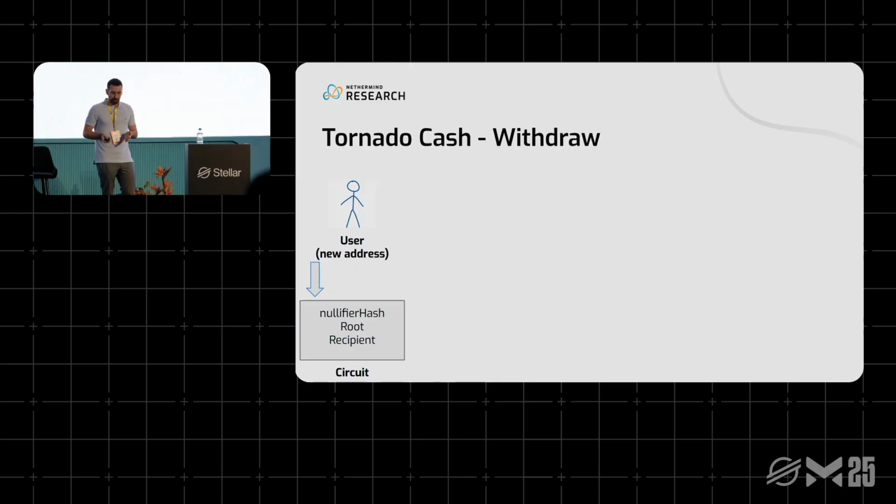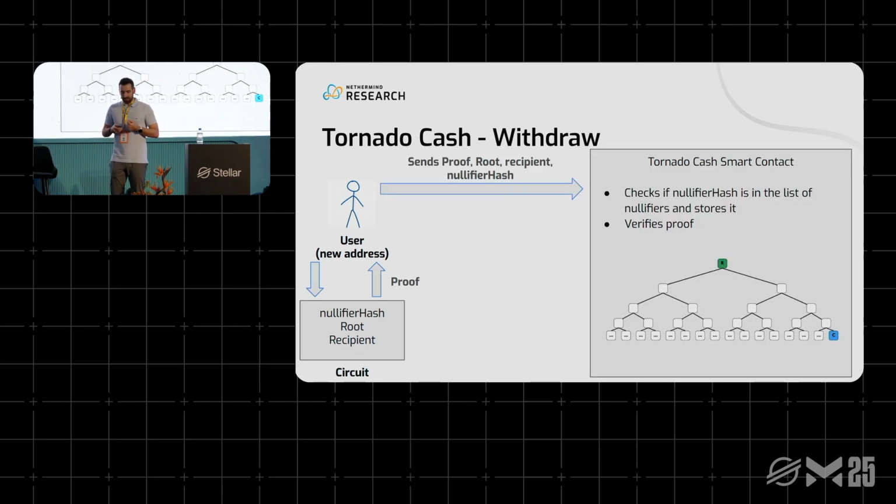Right. So doing that, the user gets back the proof and some public values, which are the nullifier hash, the root, and the recipient. These values are important in order to verify the proof. It sends the proof and the public values to the contract, and the contract verifies the proof.